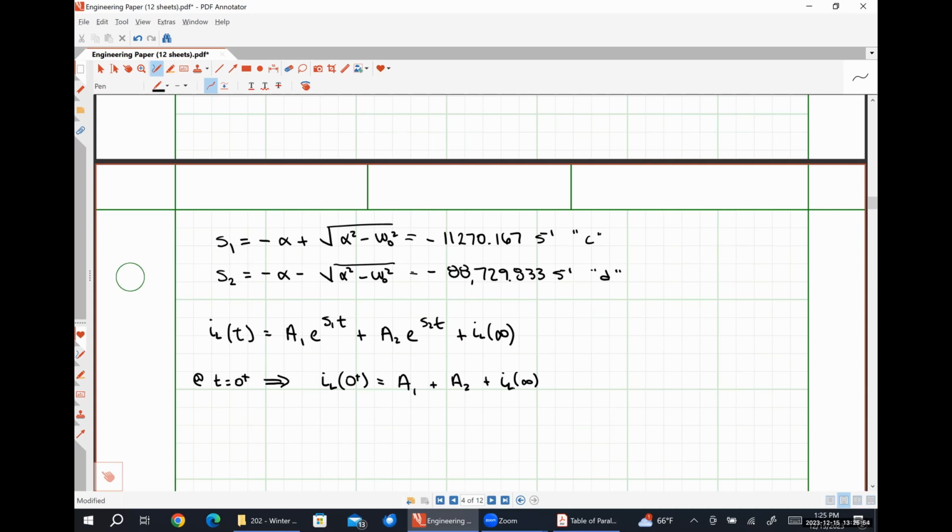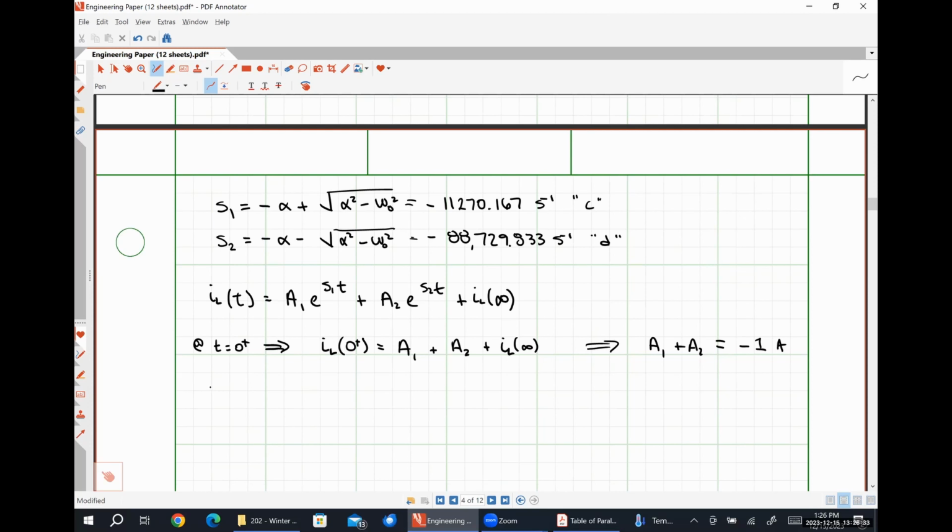All right, so what was IL at 0 plus? 0, okay, what was IL at infinity? Positive 1, okay? So that means we're going to have the equation A1 plus A2 is equal to -1/8. Everybody okay? All right.